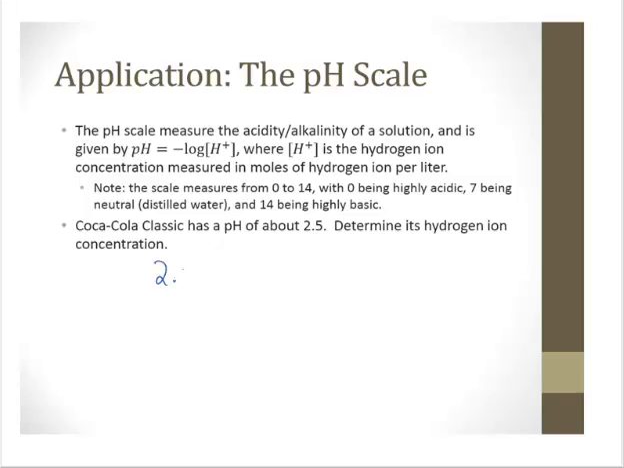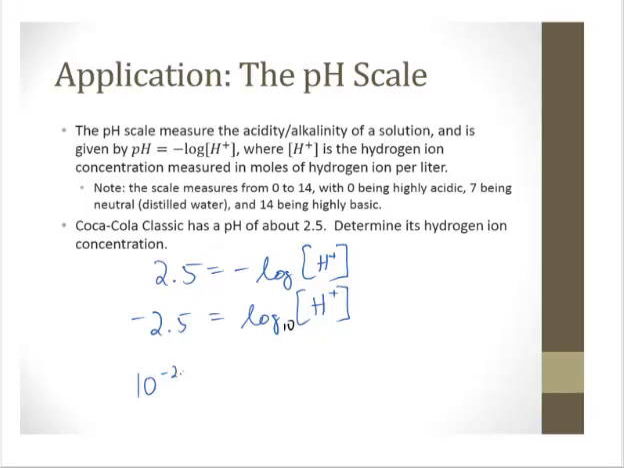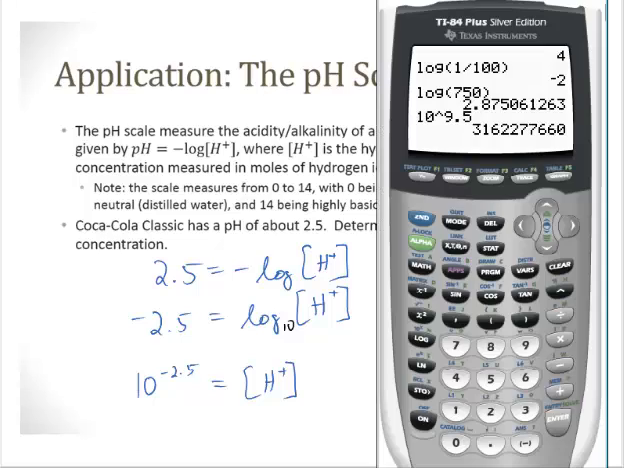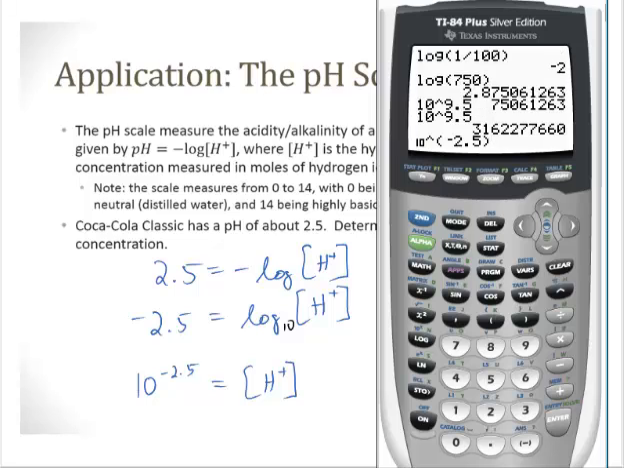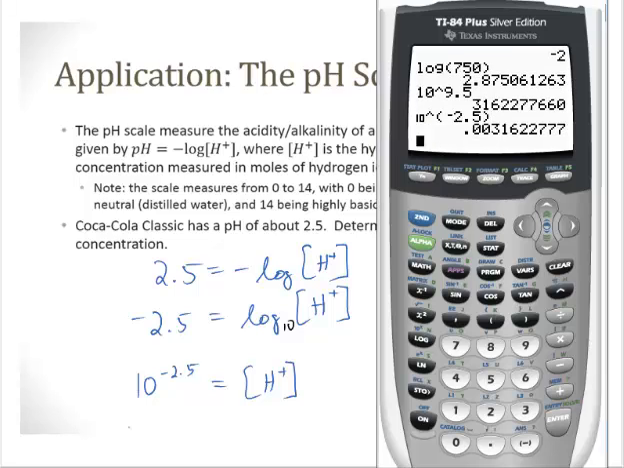Well, the pH is 2.5, so then we have 2.5 is equal to negative log of the hydrogen ion concentration. Let's solve for H plus to determine the hydrogen ion concentration. Let's divide through by negative 1. Negative 2.5 is equal to the log of H plus. Our understood base here is 10. Converting this to exponential form, I would have 10 to the negative 2.5 is equal to H plus. And using a calculator, notice that the second function of the log key brings up 10 to the power. So 10 to the negative 2.5 is 0.003162.